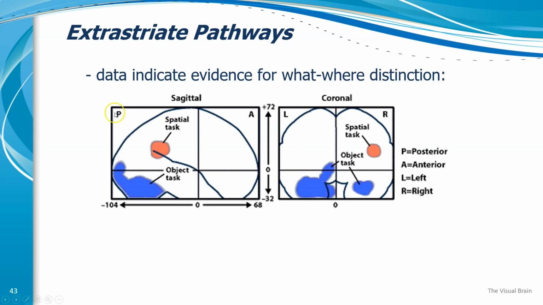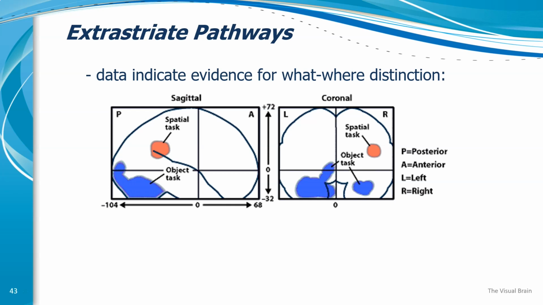Okay, so they're colored in red here, and then blue here and here. And this corresponds to the two different kinds of tasks. The object task involved areas of the temporal lobe, and the spatial task, areas of the parietal lobe. Exactly what we would expect, corresponding to the what versus where pathways.